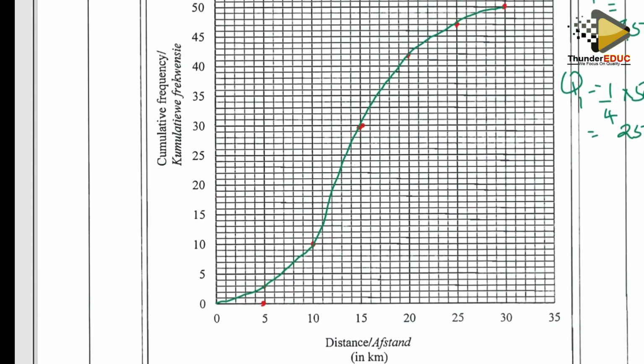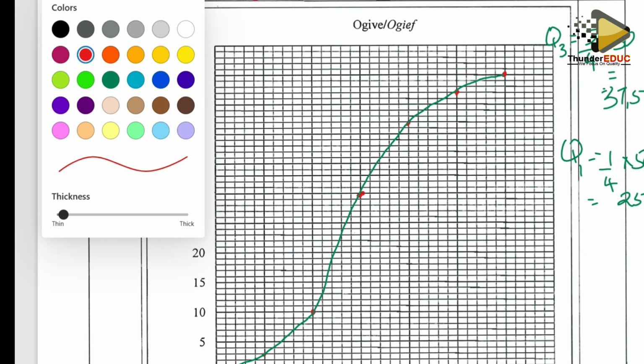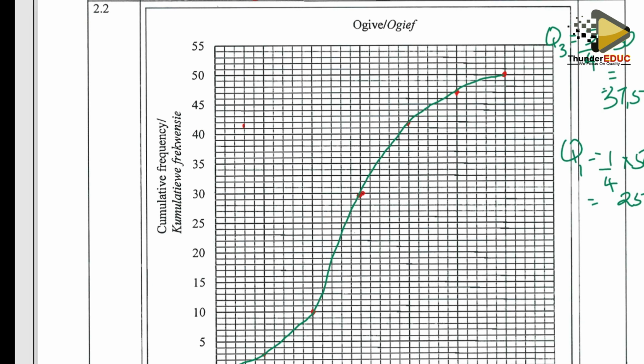So what this does is that now we need to locate the actual positions. Where do I find 37,5? So 35, 36, 37,5, somewhere here. I can draw my dotted line up until it meets the ogive. We see where it's meeting, just roughly around there.